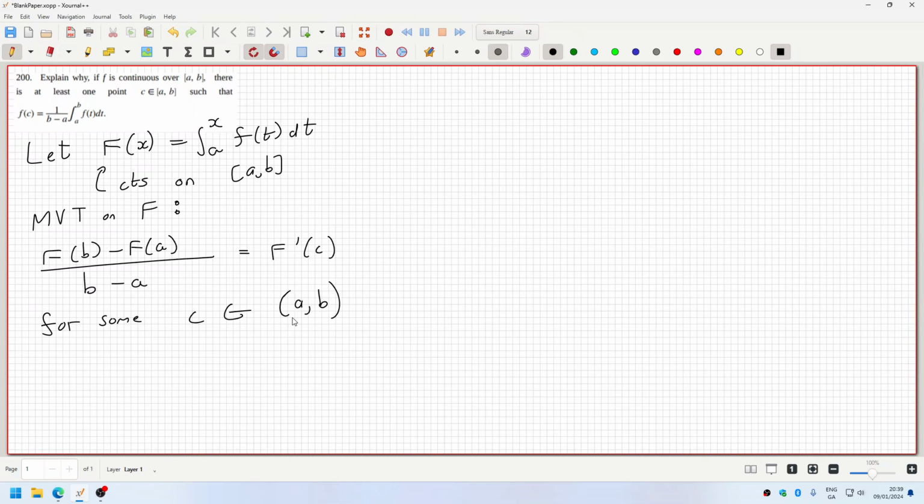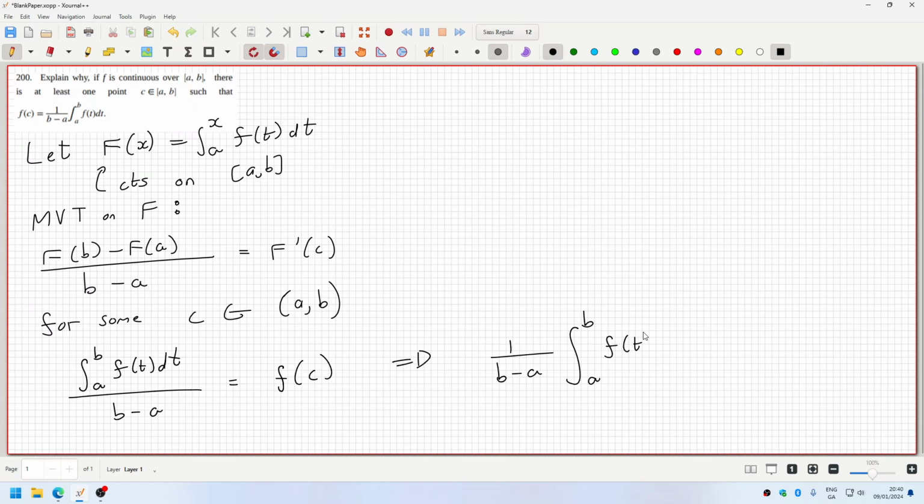Now we try and get it back to the lowercase f. So this would be the integration from a to b of f(t) dt all over b minus a, and then F derivative of c would be f(c). So actually it looks like it matches up: 1 over b minus a, integration from a to b of f(t) dt equals f(c). Yeah, okay, that's exactly what we need.